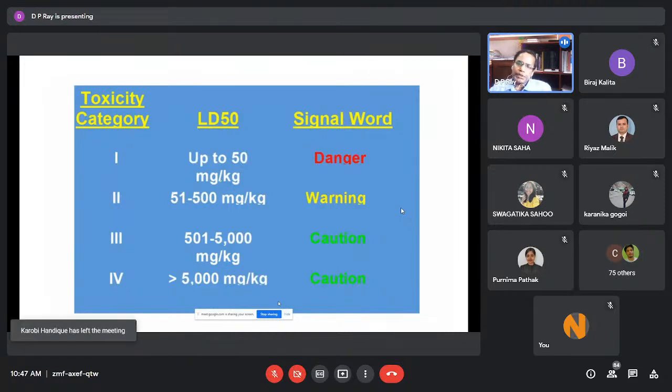So if it is less than 50, it is highly dangerous. 51 to 500 means a warning will be there. 500 to 5,000 milligram per kg means some hazard may be there. And we used to say more than 5,000 is safer. But still, we should not say that pesticides above 5,000 are safe, because nothing is safe in this. Not a single synthetic pesticide can be called safe at the moment.